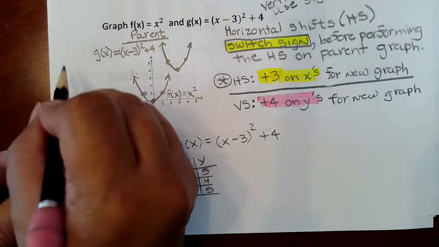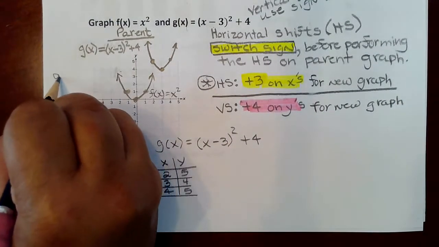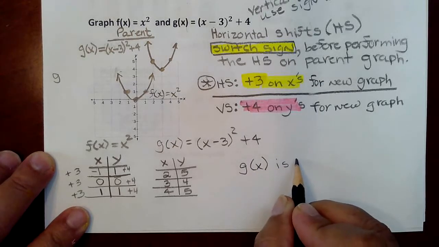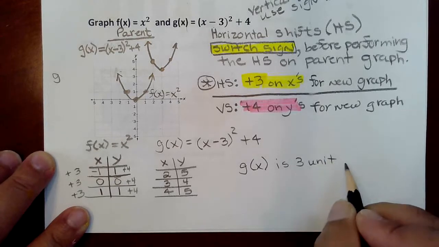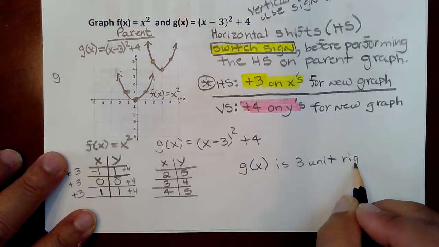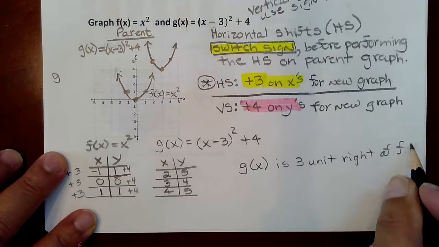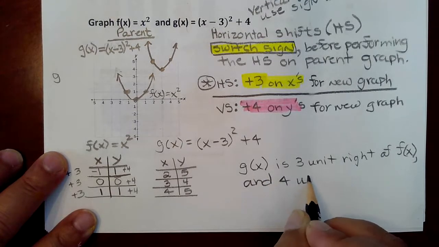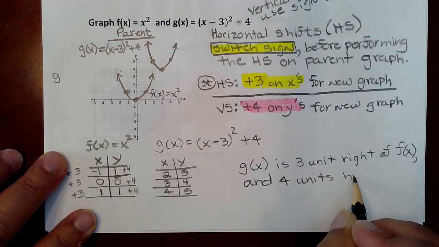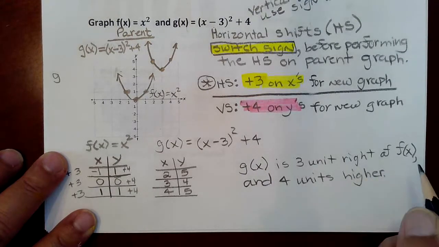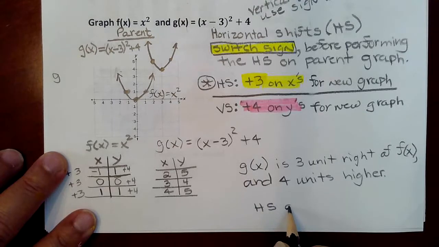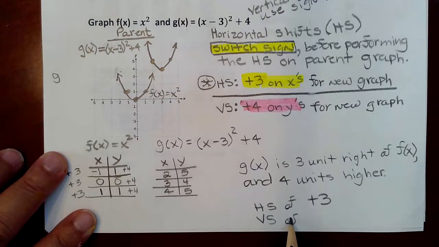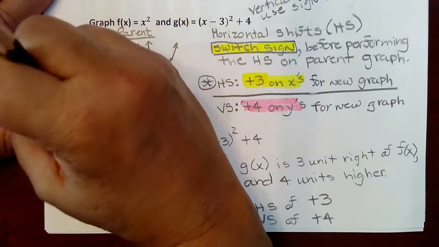So you're going to describe that. Okay, the G of X function, and I guess I can write it down here, have more room, the G of X function is 3 units to the right of the F of X function and 4 units higher. Or you can say it's got a horizontal shift of +3 with respect to the F of X function and a vertical shift of +4, as we've already stated earlier in the problem.